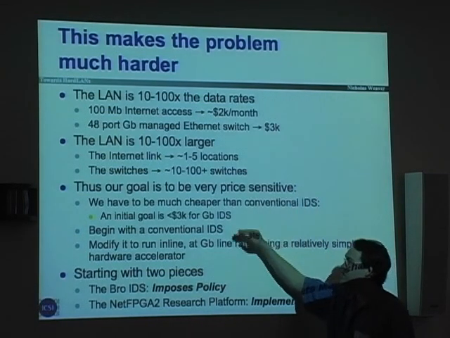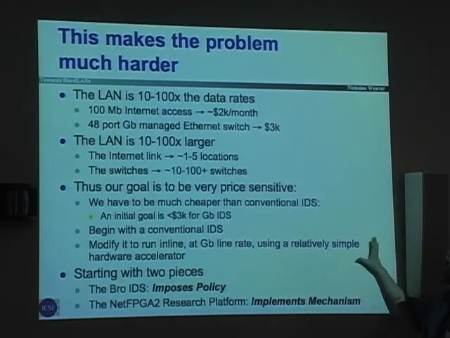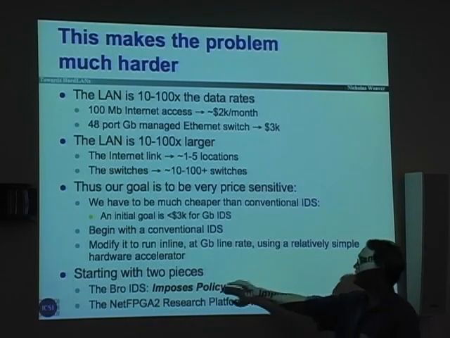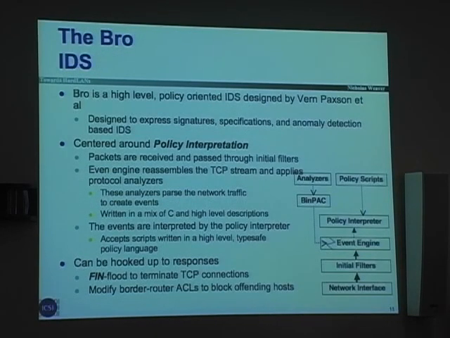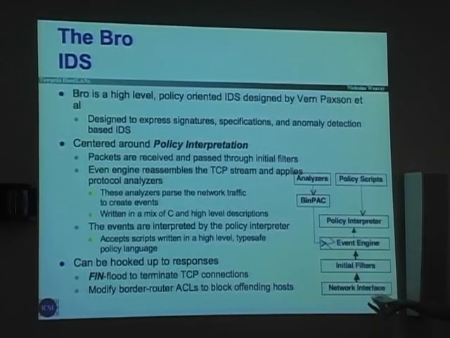Start with a conventional intrusion detection, try to make it run at line rate using very simple hardware acceleration. And we're starting with 2 pieces, the Bro intrusion detection system, and the mechanism is the NetFPGA-based research platform. So first of all, what is Bro? Bro is a high-level intrusion detection system designed by Vern and Company that's designed to express signatures, specifications, and anomaly detection. And it's centered around analysis and policy interpretation.